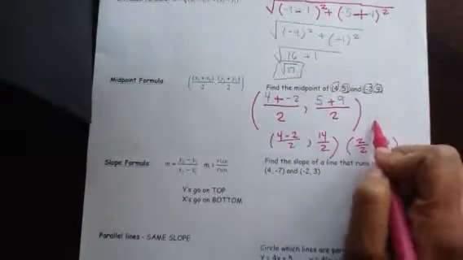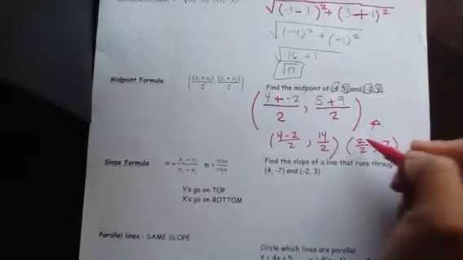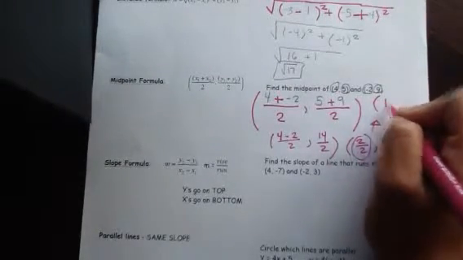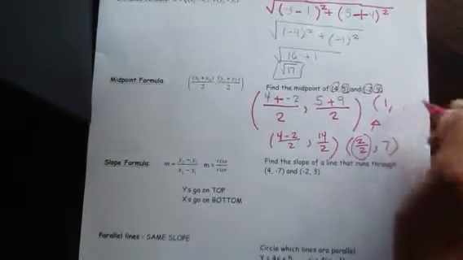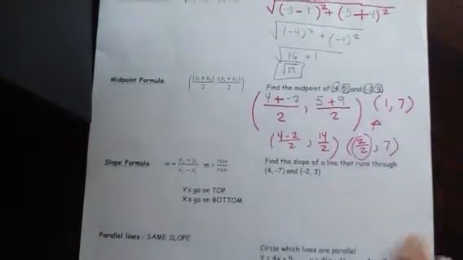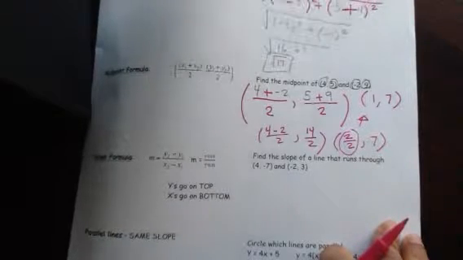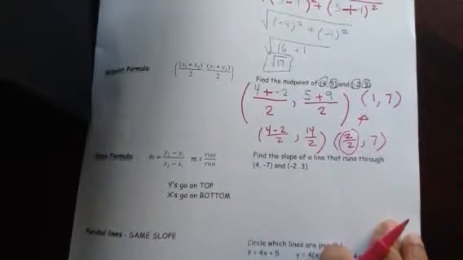So I'm going to bring that up because I'm running out of space. I can simplify that. This 2 over 2 becomes 1. So my x coordinate is 1. My y coordinate is 7. So the midpoint between these two points is (1, 7).